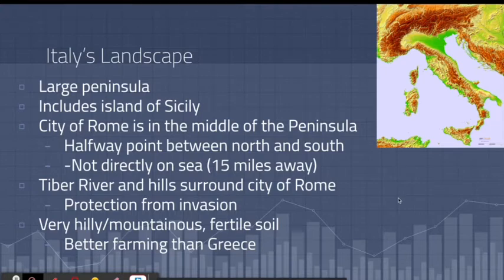It is a halfway point between north and south of Italy, and it is not directly on the sea, but it is about 15 miles away. The Tiber River and hills surround the city of Rome. Not only will the Tiber River give a good water supply, but it's also good protection from invasions. It is super hilly and mountainous in Italy, but unlike Greece, they have really good fertile soil for farming. So that's kind of like a plus one on ancient Greece.